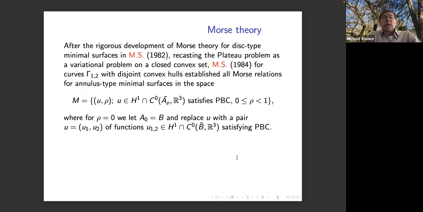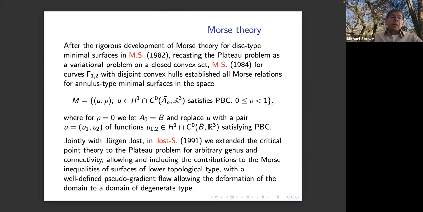And then using my setup, I was able to rigorously establish all Morse relations and derive a full critical point theory for annulus type minimal surfaces in the enlarged space M, where I consider not only annulus type surfaces U with a conformal parameter rho strictly between 0 and 1, but where I also allow topologically degenerate surfaces for rho equals 0, consisting of a pair of surfaces U1, U2, satisfying the plateau boundary condition.